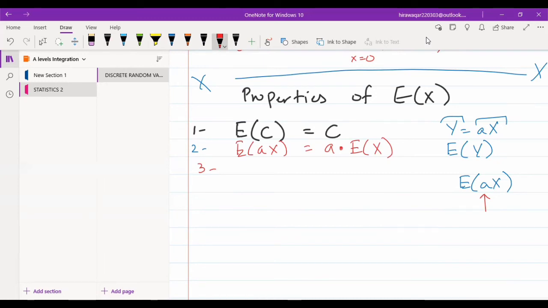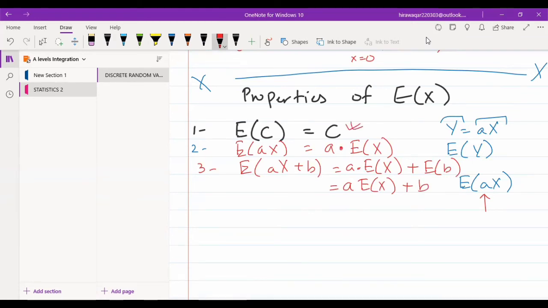Also, for ax plus b, it works the same way. A would be outside the bracket, multiplied by the expected value of x, plus b. Although b is also a constant, the expectation of b would become b, because of the first property. So these are some different properties we are going to use in the questions.